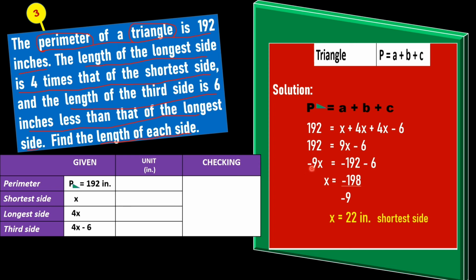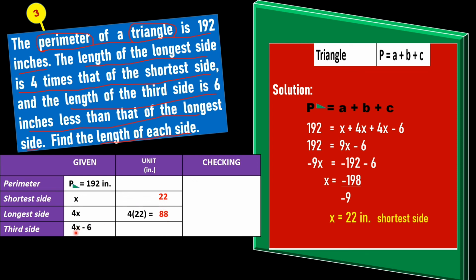So inverse ng multiplication is division. Bring down negative 9. So we have x is equal to negative 198 divided by negative 9. X is equal to 22 inches. This is the shortest side. The answer is 22. To find the longest side, substitute the value of x, 22, here. So we have 4 times 22 is equal to 88.